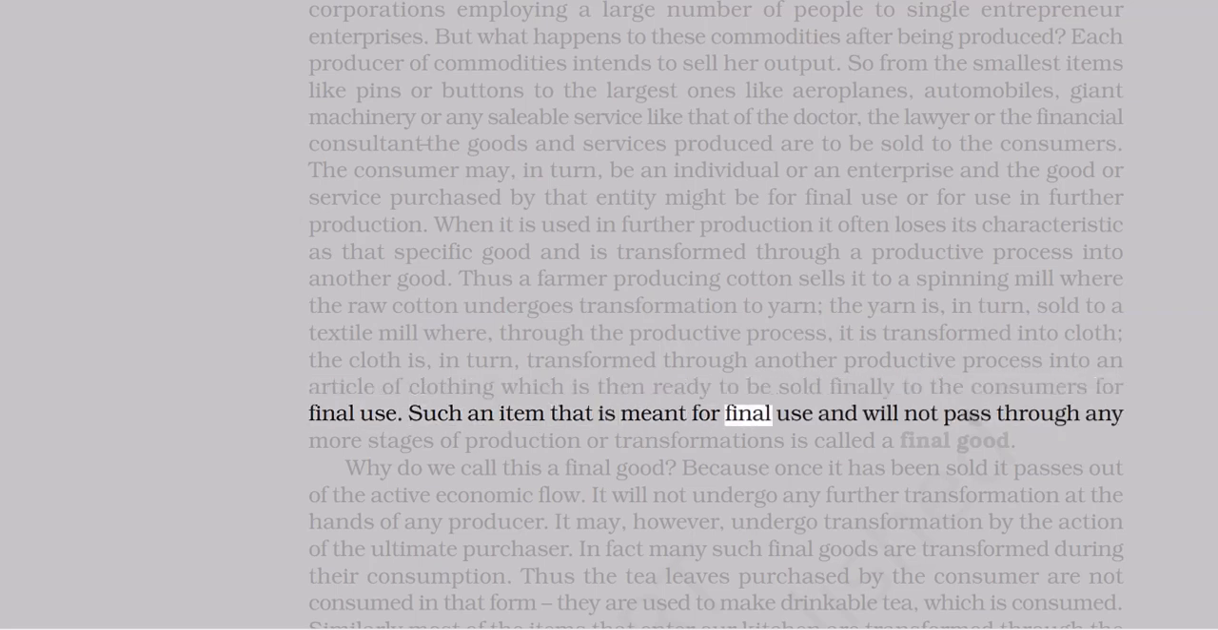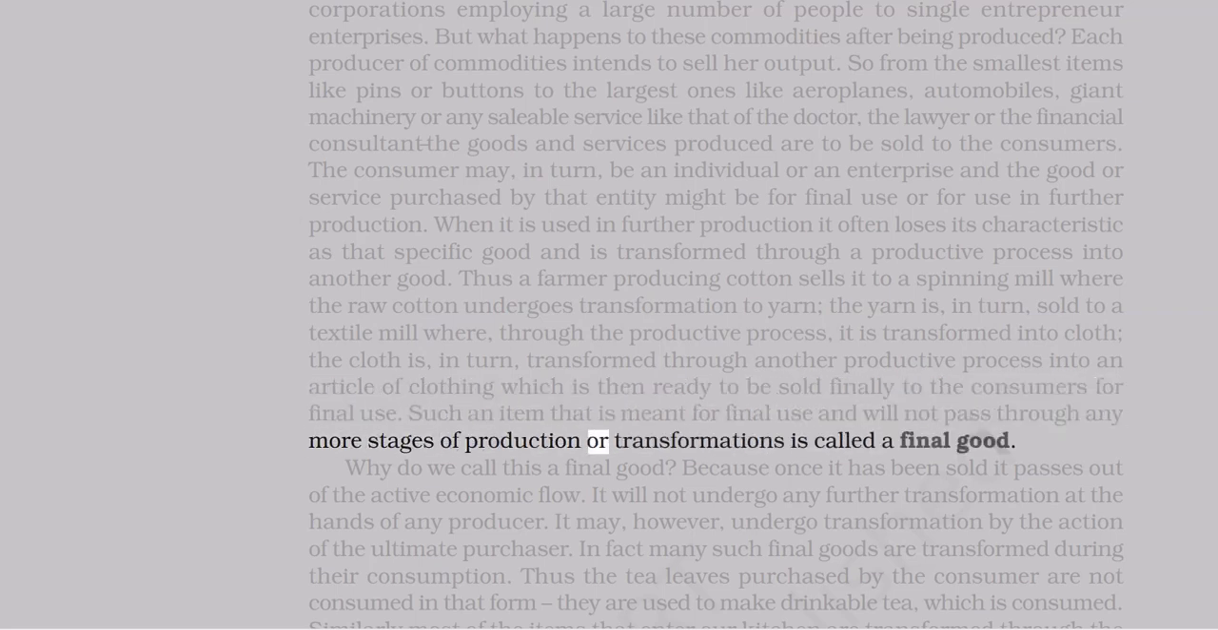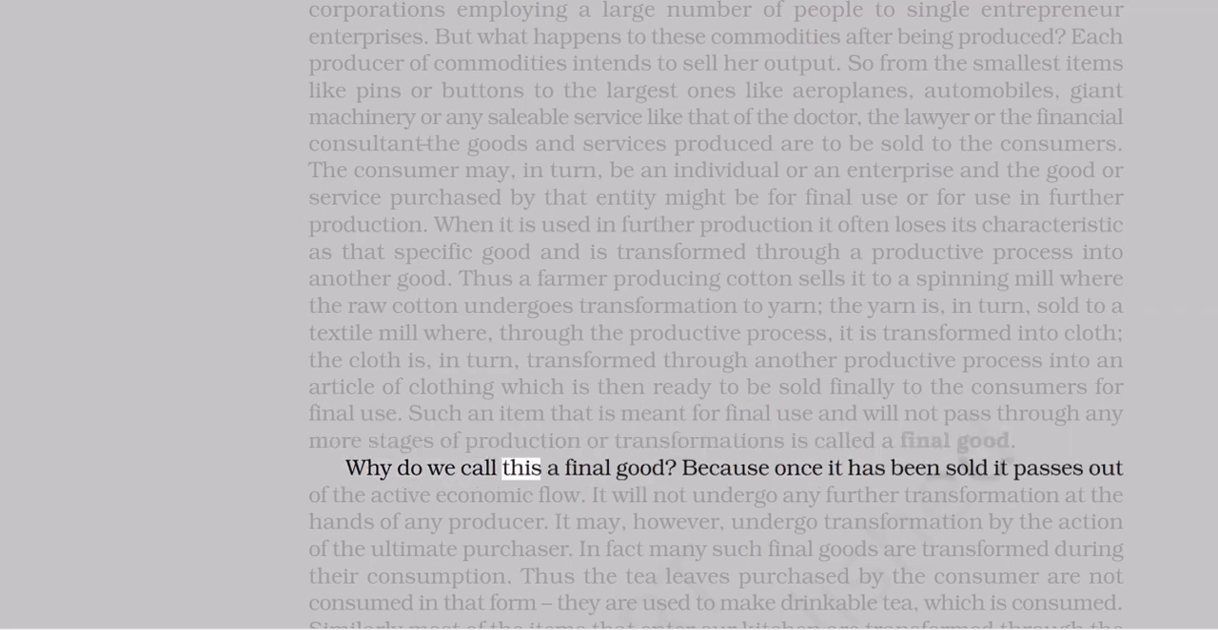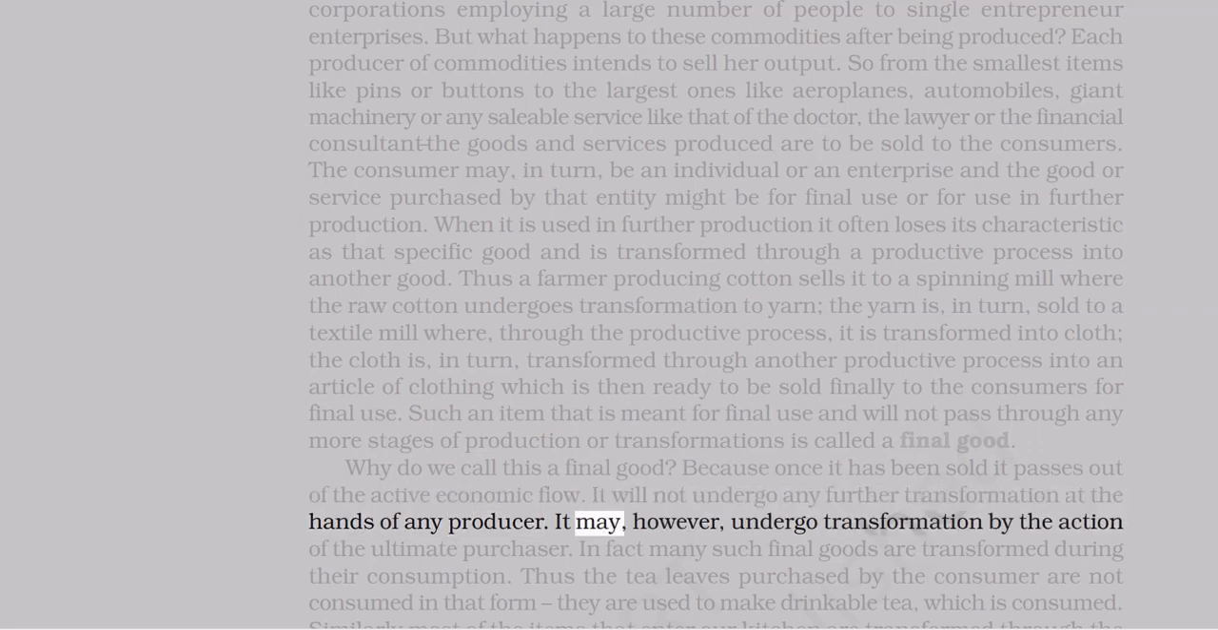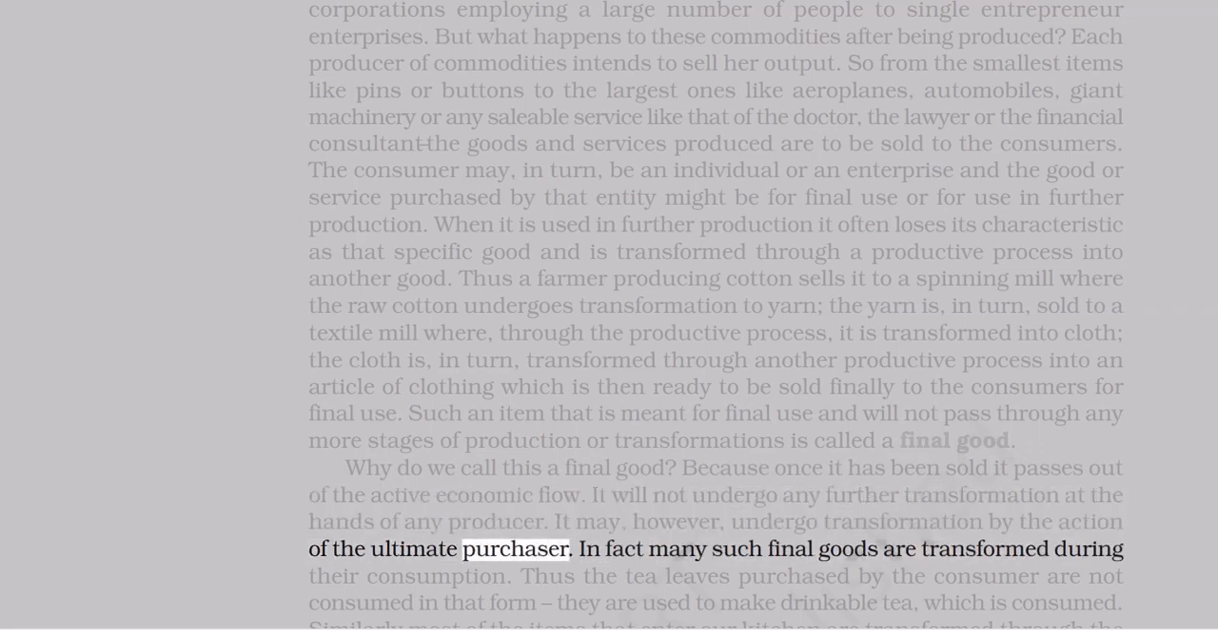Such an item that is meant for final use and will not pass through any more stages of production or transformations is called a final good. Why do we call this a final good? Because once it has been sold, it passes out of the active economic flow. It will not undergo any further transformation at the hands of any producer. It may, however, undergo transformation by the action of the ultimate purchaser. In fact, many such final goods are transformed during their consumption.